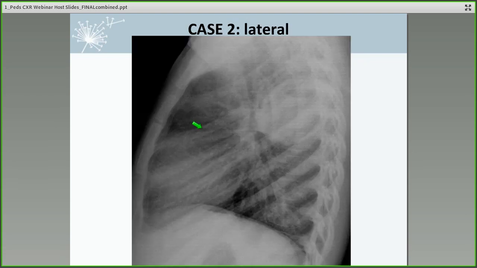And on the lateral, again, this is done upright, and again, you're seeing a large consolidation in the posterior lung, and again, the air fluid level that you can see here suggests that this is a bacterial abscess. Now, I don't think you can exclude TB in this setting, and I would still proceed with obtaining clinical information to rule out TB, but radiographically, this is consistent with a bacterial abscess.